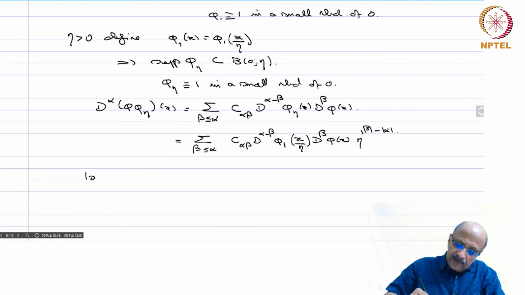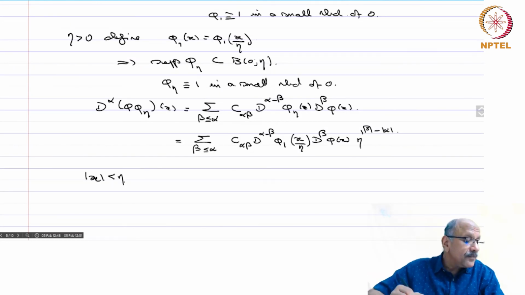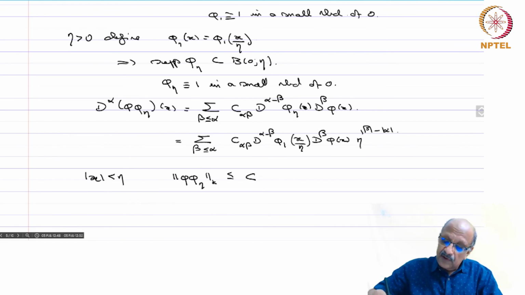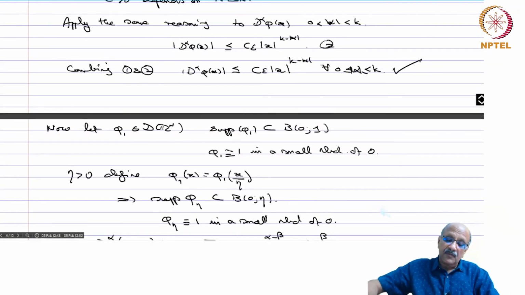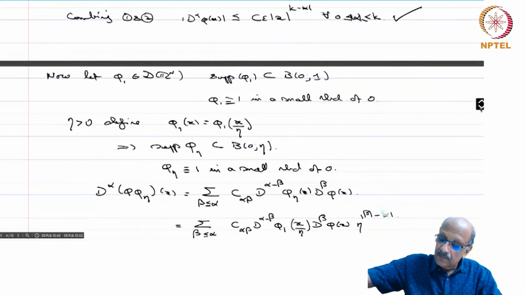So if mod x is less than eta, then the norm of phi eta phi in the k norm is less than or equal to C epsilon times the norm of phi 1 in the k norm, because of this relationship which we already have. Okay, so this is D^alpha phi(x) is less than that. If mod x is less than eta, it is less than C times C epsilon times eta to the k minus mod alpha, and therefore you have this.